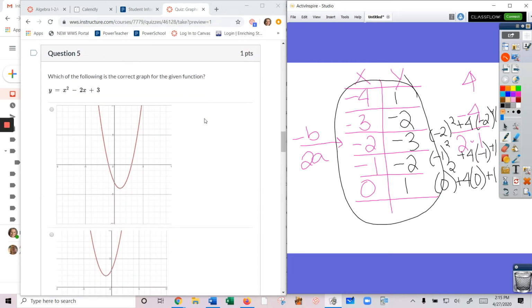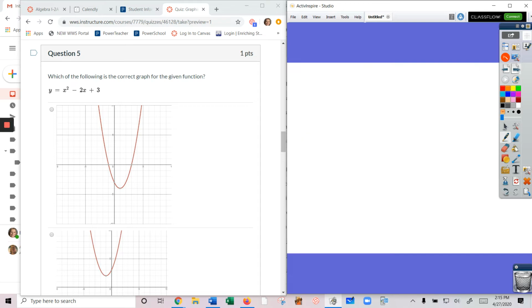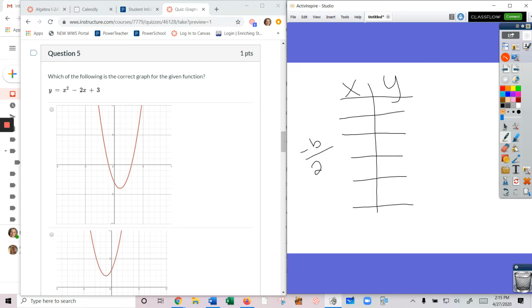Okay, number 5, if we want the graph of this, again, we're still going to have to make a table to figure out what points we need. Now, you might be able to shortcut it a little bit. We know we need to do our negative b over 2a to find our starting point. So in this case, our b is -2. So if we want to do the negative of -2, right, we want +2 over 2 times a, and a is 1. So 2 divided by 2 is going to give us a 1.